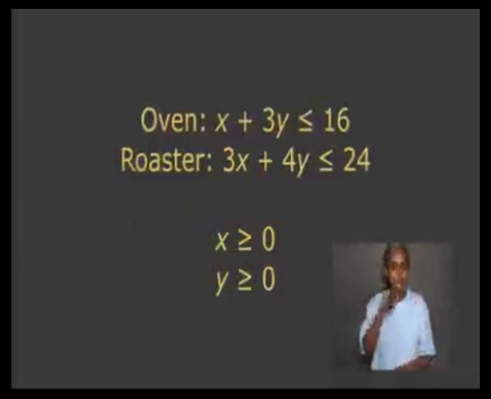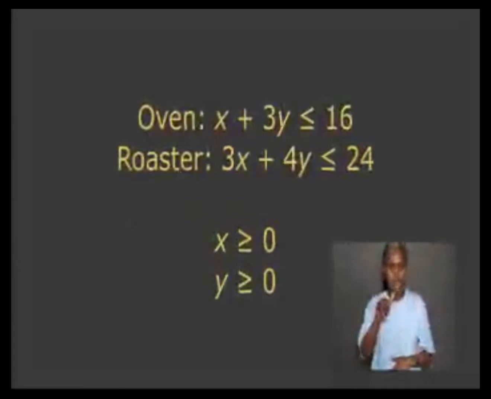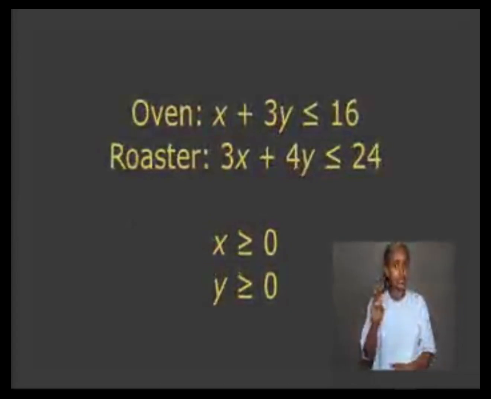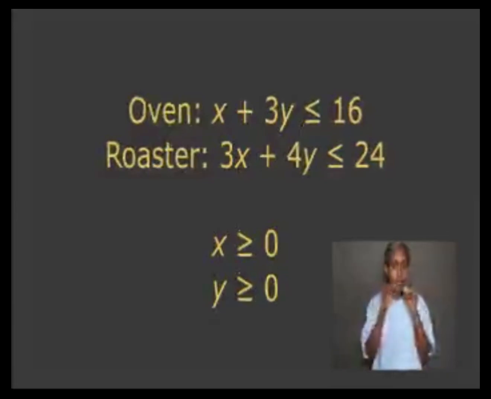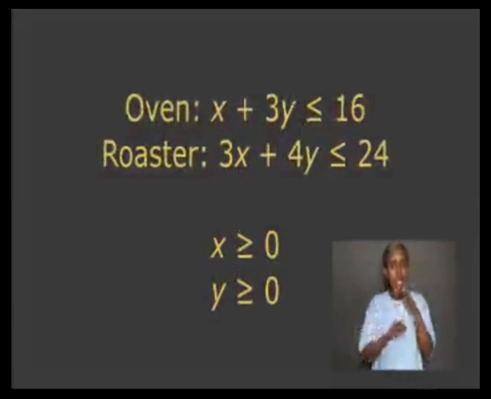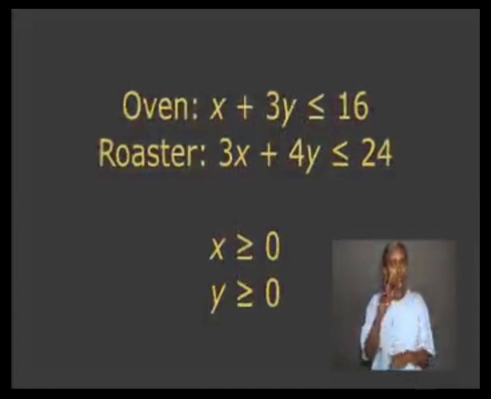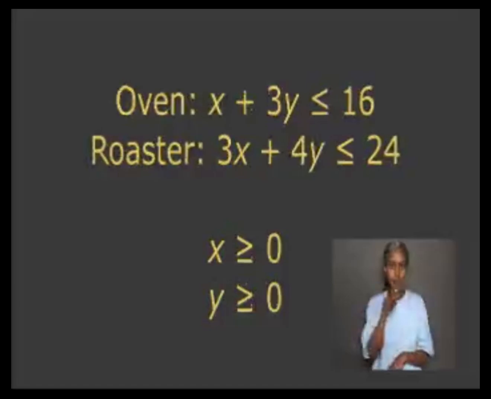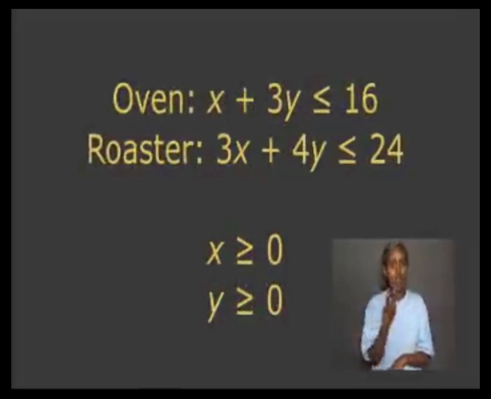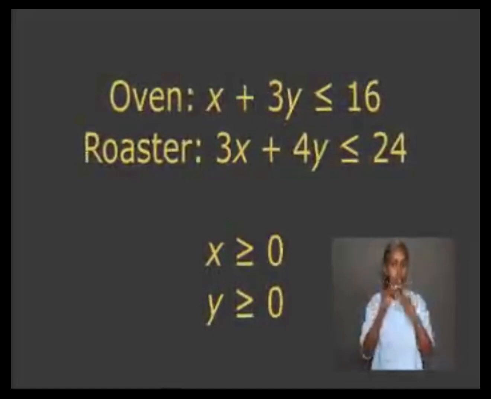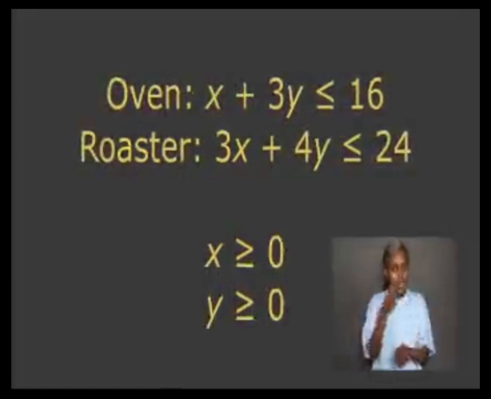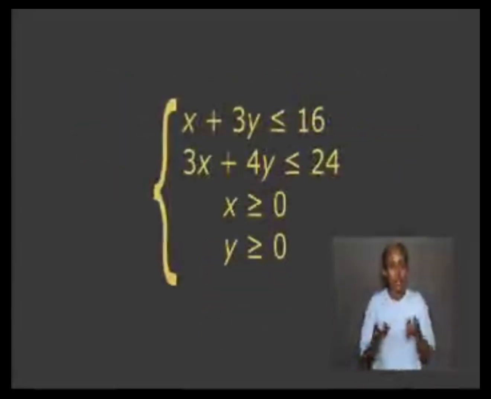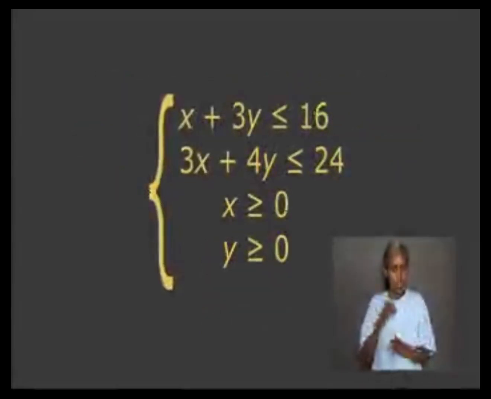x + 3y ≤ 16, and 3x + 4y ≤ 24. Also, x and y are both greater than or equal to 0 since each is the number of boxes and tins. So, here is our system of linear inequalities.